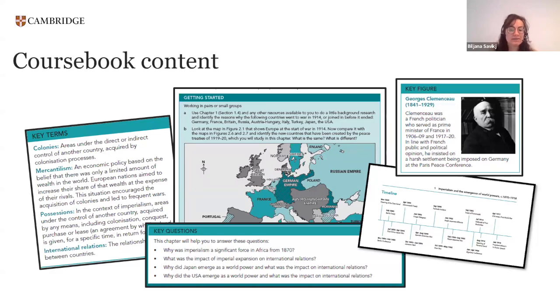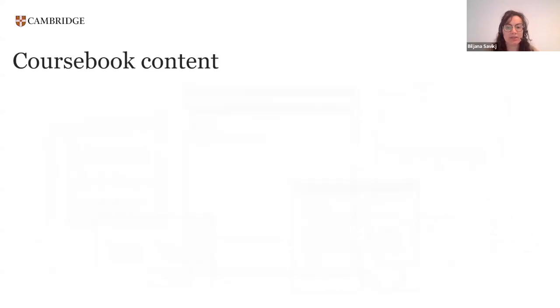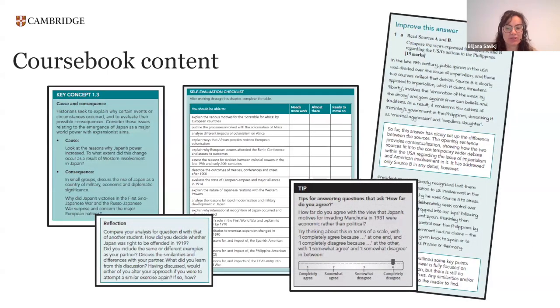We have loads of activities, including individual, pair, group, and class tasks. These are scaffolded to provide step-by-step support, gradually increasing in complexity to support students in developing higher order thinking skills like analysis. And key figures are short descriptions of important historical figures that highlight their principal achievements. Next, we have more features on the next slides, including key concepts, reflection boxes, and improve this answer. John will tell you more about the improve this answer.